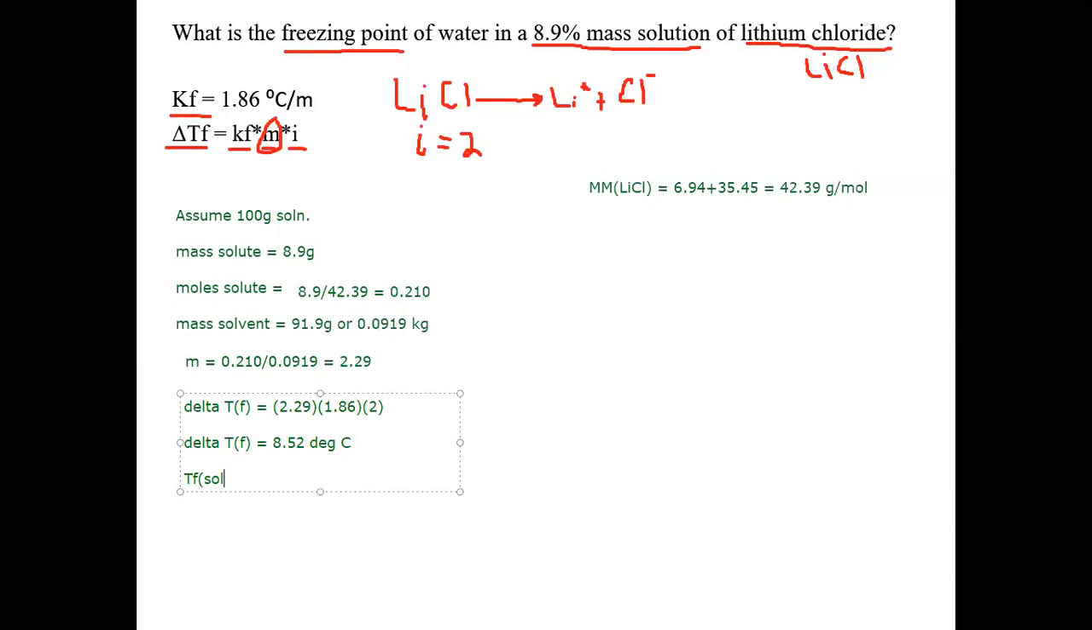So now to find the freezing point of the solution, it'll be the freezing point of the pure solvent, which is water, minus delta TF. So we get the freezing point of the solution is negative 8.52. So make sure once you find the change, you subtract it from the freezing point of the pure solvent to get the freezing point of the solution. And make sure you include the Van't Hoff factor as well.